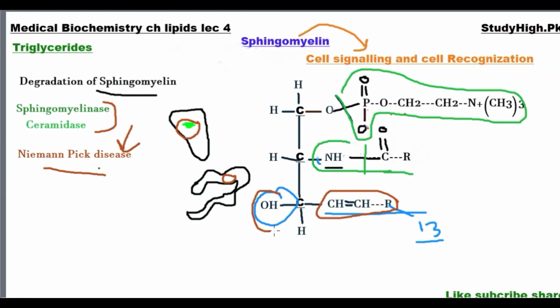So this is the structure of sphingomyelin and its function in cell signaling and cell recognition, the enzymes involved in its breakdown, and the diseases related to sphingophospholipid or sphingomyelin, with different types of effects: liver enlargement, spleen enlargement, nervous problems, and mental retardation in patients. So best of luck. This is our lecture 4.